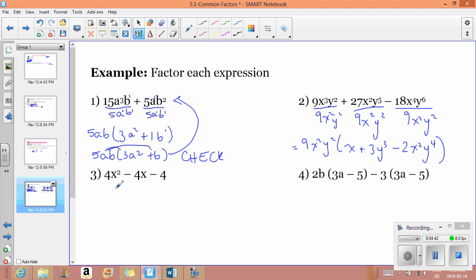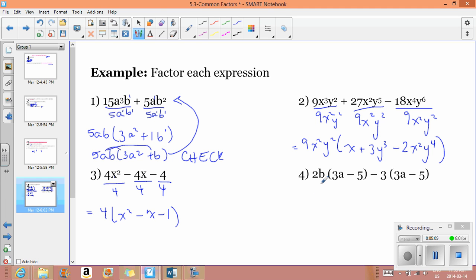Here's another type where we have, again, looking for what's common with the numbers. Well, 4 is common between all of them. Now let's look at x squared, x, and no x. So in this case, this doesn't even have an x to give, so we can't even make a common factor of x. But we can factor that 4 out, and so what we're left with is 4 divided by 4, so that just gives us x squared minus just the x, and then 4 divided by 4 is minus the 1. And this is as far as we can go at this point.